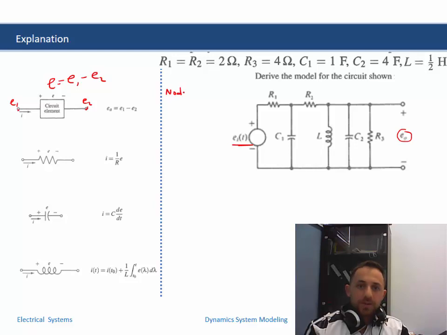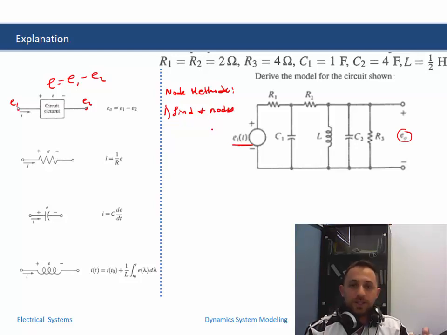The node method can be summarized by three steps. The first step is that you should find the different nodes. By a node I mean a junction that connects two different electric elements. So you have the voltage source, you have the resistor. The voltage source is made up of two terminals. The resistor is made up of two terminals.